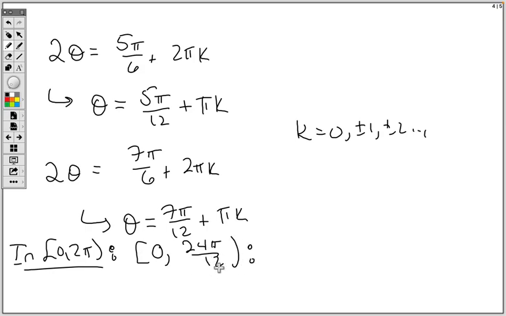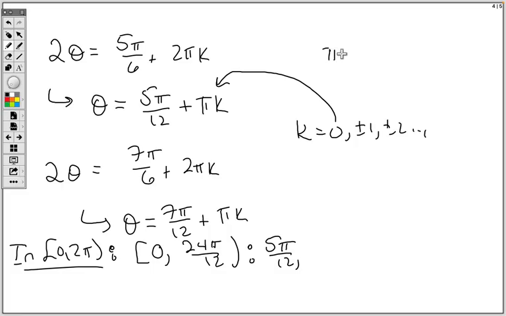So I can include angles up to but not including 24 pi over 12. So let's start here. When k is 0, I got 5 pi over 12 plus 0 pi. So that's 5 pi over 12. When k is 1, I'd be taking 5 pi over 12 plus pi.